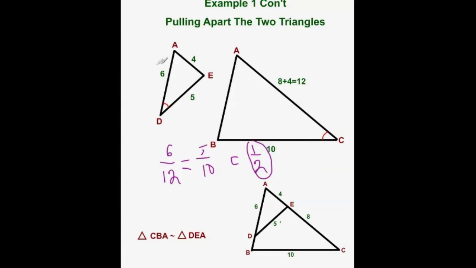So now I have a side, angle, side. And here's my side, angle, side. So I have proved that these two triangles are similar. Writing the similarity statement, you just have to be careful. You have to make sure that our angles line up. So C is congruent to D, B is congruent to E, and A, of course, is congruent to itself.